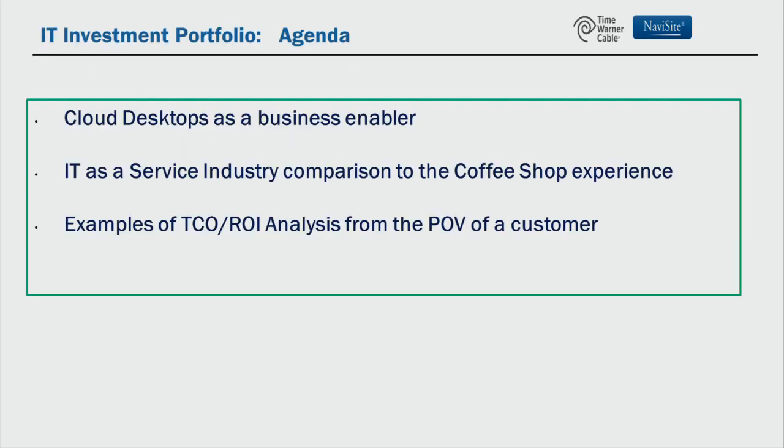Standard disclaimer first. This is the agenda. We're going to break the agenda into 3 segments. One is cloud desktop as enabler. We're also going to spend a little bit of time talking about how IT is transformed into a service industry. And I'll share a simple example of how all of us in the morning go to the coffee shop and the experience there and the experience compared to traditional IT. And then we'll wrap up into how all of this flows into a TCO, basically a costing model of IT service going forward.